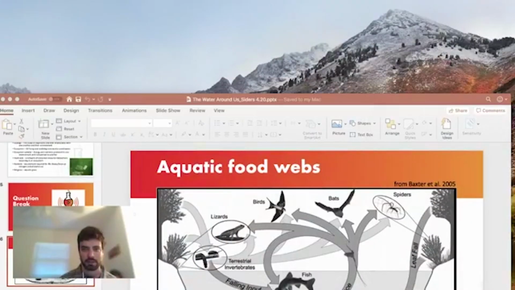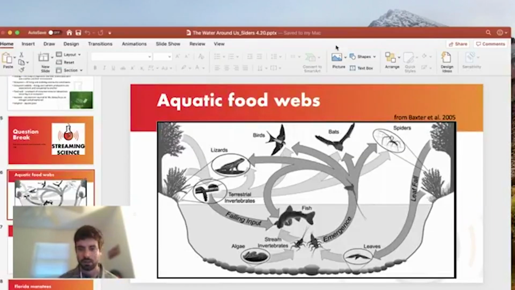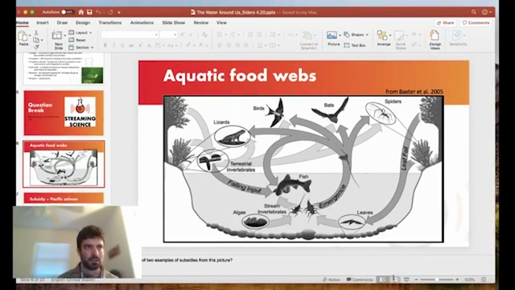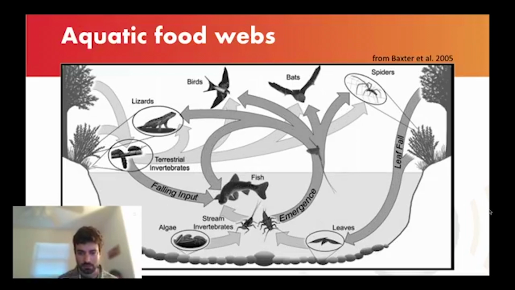Alrighty. So we're going to move on to the next slide, on aquatic food webs. I'm just going to start introducing aquatic food webs here. Okay. So this is a freshwater food web in an aquatic ecosystem, in particular in a stream.